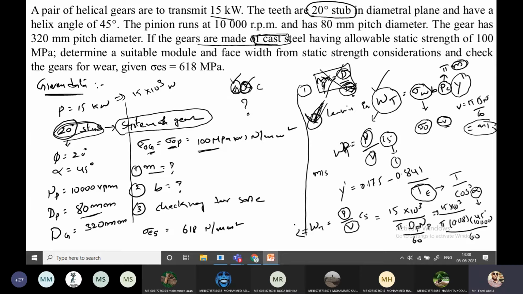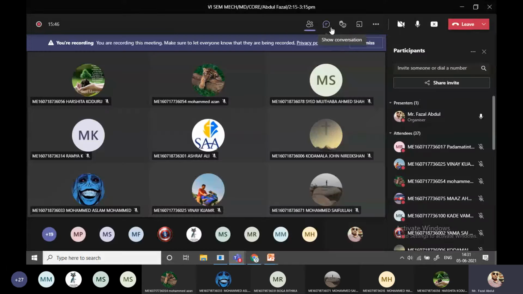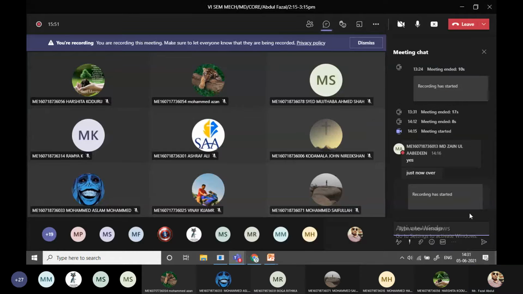Do it fast. Tell me how much the Wt value is, the tangential load acting on the pinion. Do it fast, Babu, don't take too much time. How much Wt is acting on the gear teeth? If you are unable to speak in Teams, you can write a message in the chat box. Here I can find your answers. Do it fast.